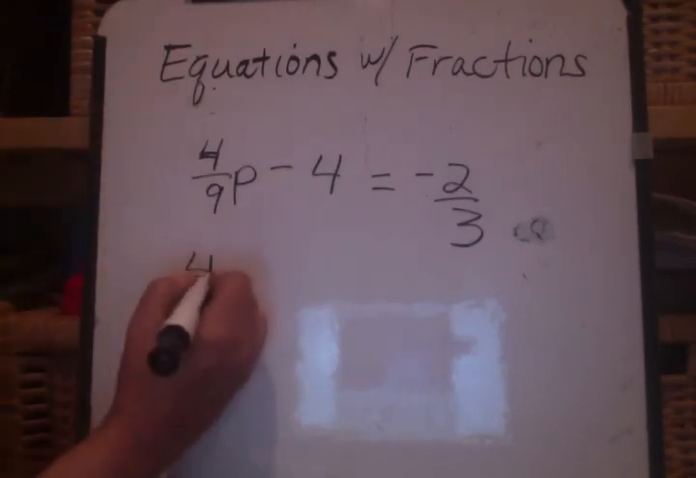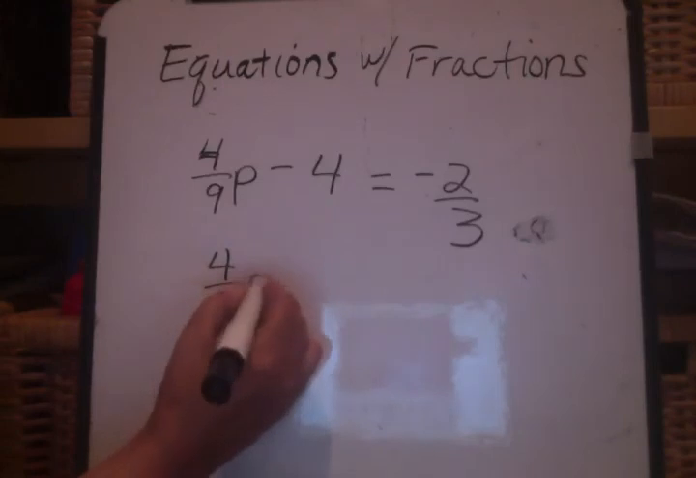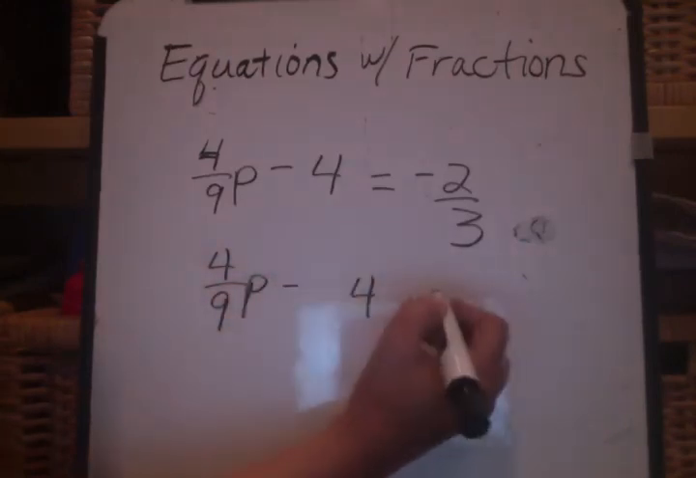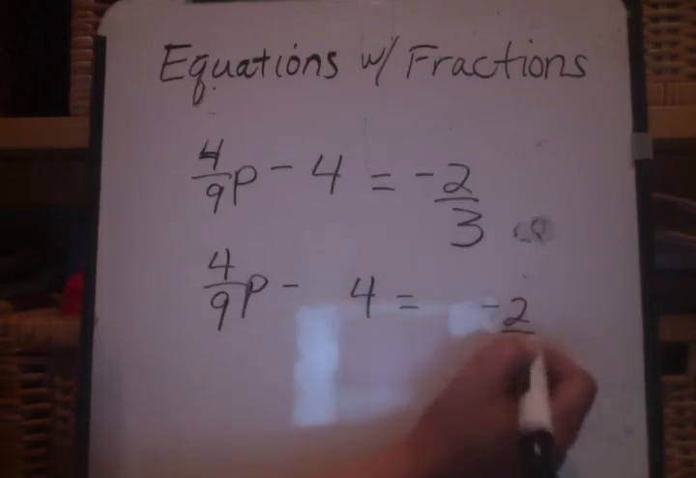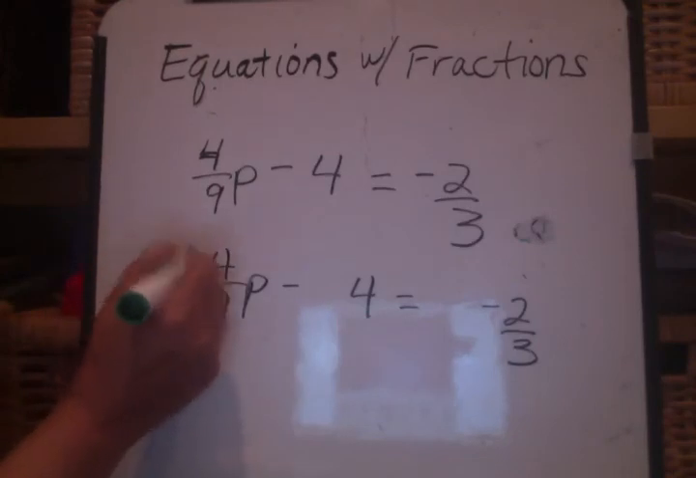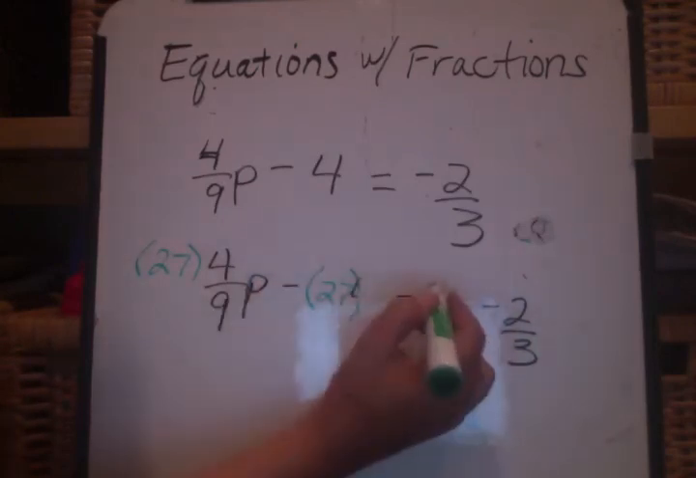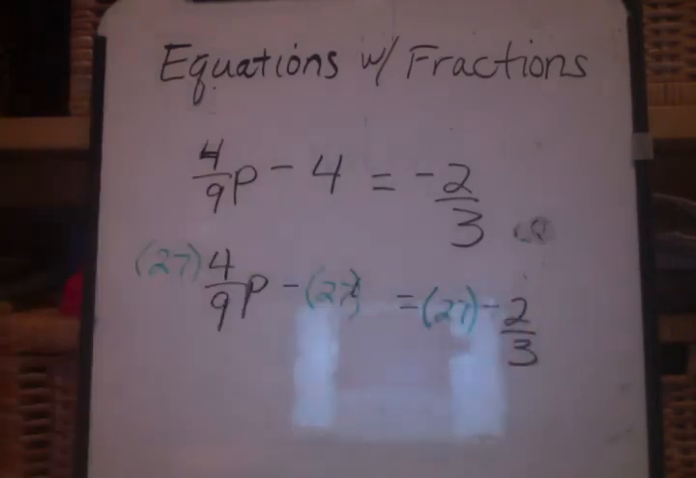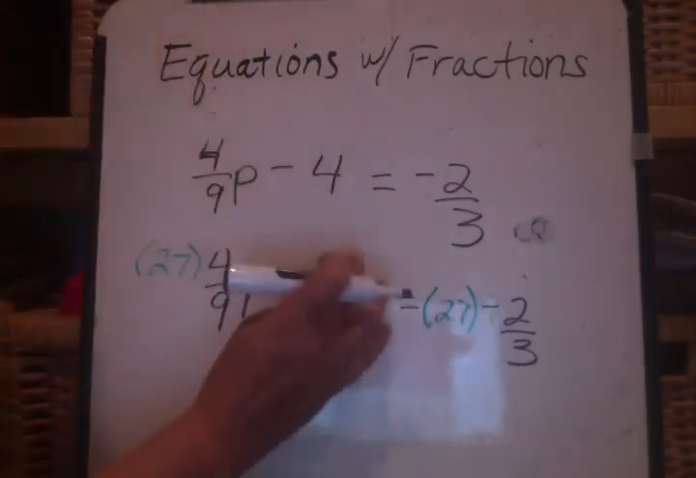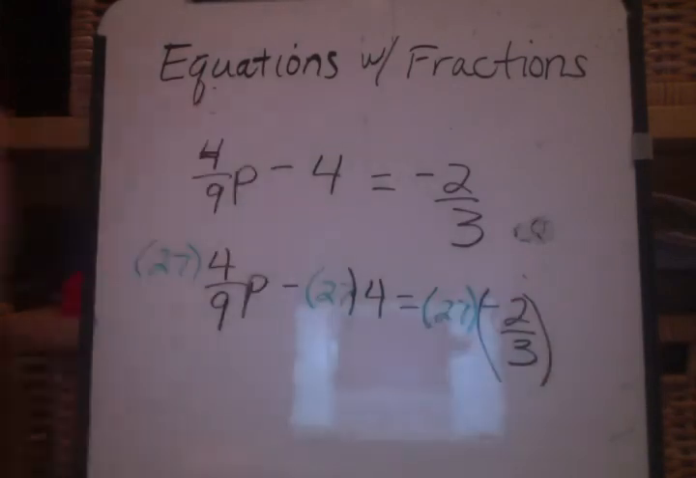So I'll take, here I'll just write 4/9 p minus, I'll make some room here. So I'm going to be using 27. That's my common denominator. Put the 4. I'll rewrite that. So 27, and this is 4. And then we make this because we're multiplying.